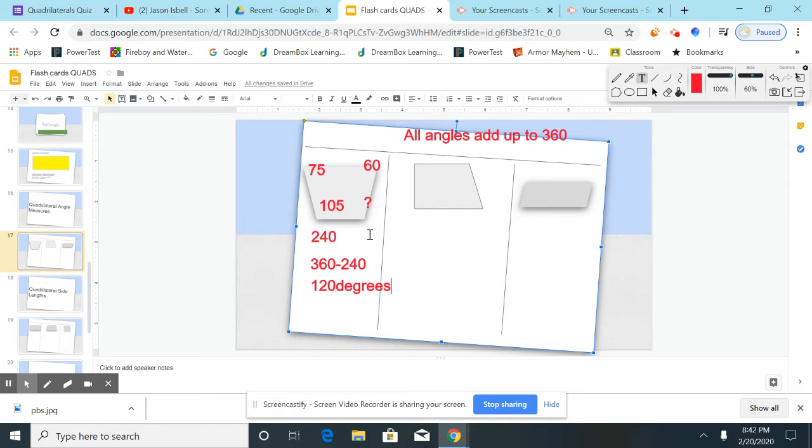I don't know how to make that little degree circle with the computer. So 120 degrees is this angle right here. That is how you find out if you know 3 and you need to know the missing 1. That's how you find the missing 1.